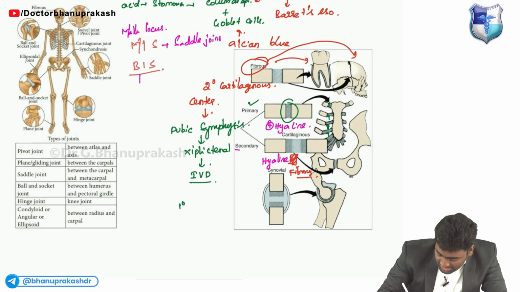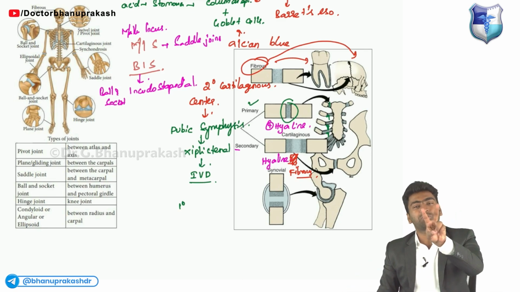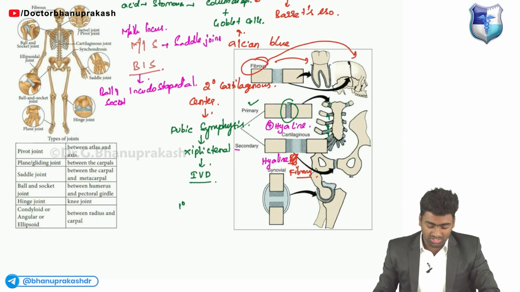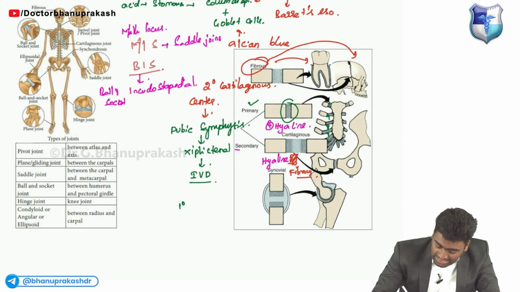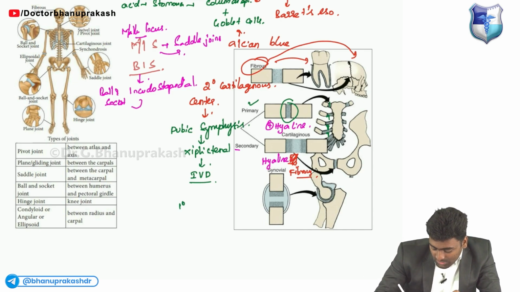Whereas if you see the next joint, it is the ball and socket joint. This is a point of confusion. When there are two points of confusion, they will ask you a question. So this malleus and incus joint will be the type known as the saddle joint, whereas the ball and socket joint is this other joint.